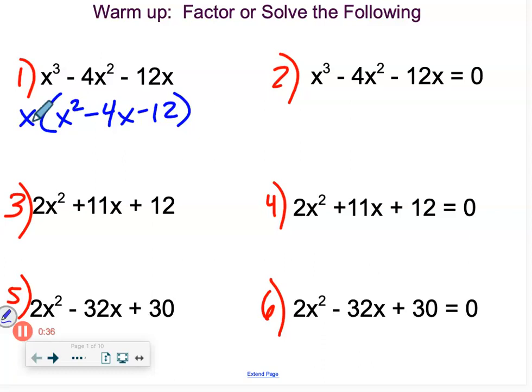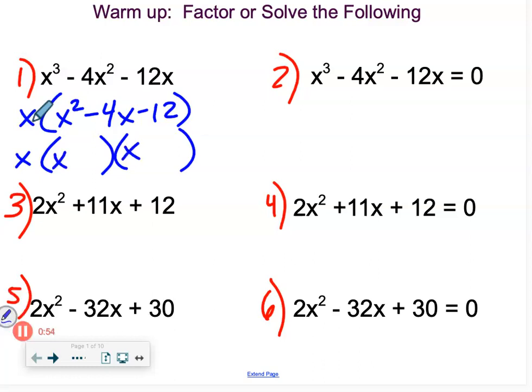Is this fully factored? No. When you've got an X squared, it's very possible that you can factor it further. We want to try to get all of our factors down to linear terms. Doesn't always happen, but we try. First terms are going to be X and X.